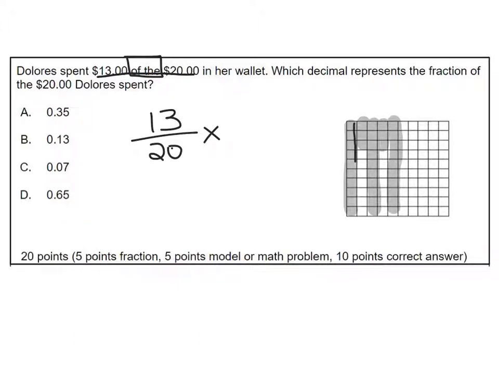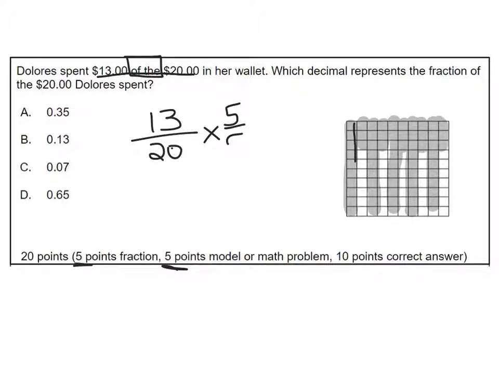If you did that correctly, then you would have gotten the correct answer. Some of you didn't shade in, and that's fine. I didn't take away points, even though it asked you for the model. But just setting up 13 over 20 gives you 5 points. If you did the model, that gives you another 5 points.